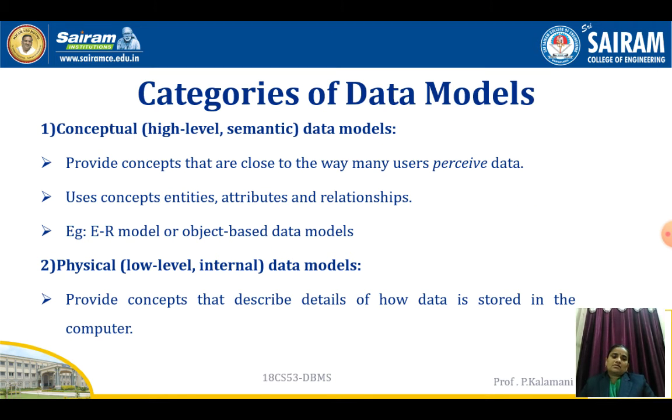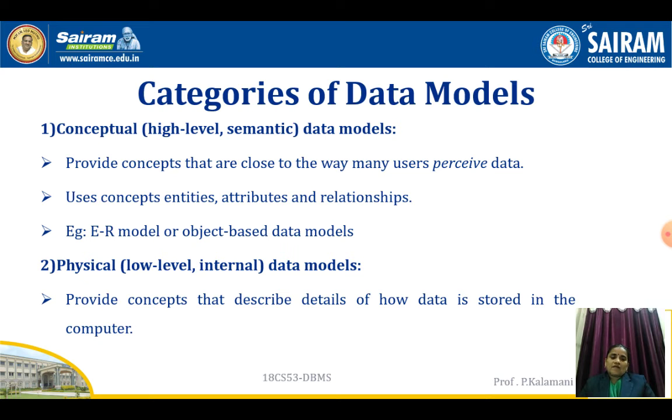So there are three categories of data models. The structure of a database is called a data model. In that we have three different types of data models: high level, low level, and then one in between. The in-between one is called an implementation or representational data model. So first we will see the high level data model.